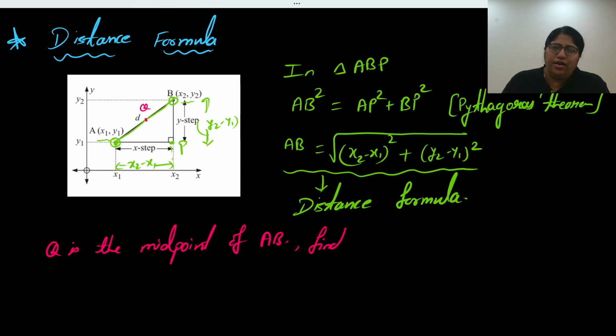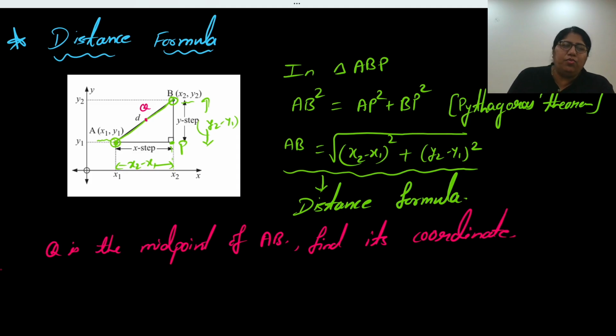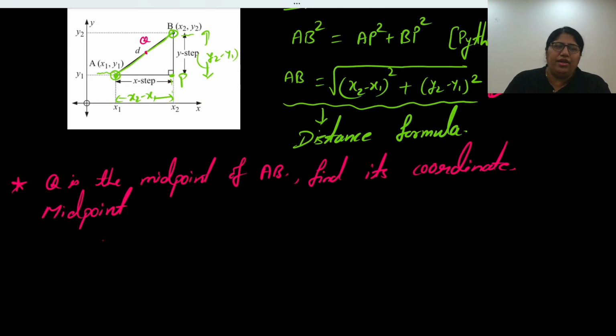If I need to find the coordinates here, how can we do it? We are going to use the midpoint formula. So what is the other formula? This is called the distance formula, and then you learn the midpoint formula. To find the coordinates of the midpoint of any line segment having endpoints, we use the midpoint formula.